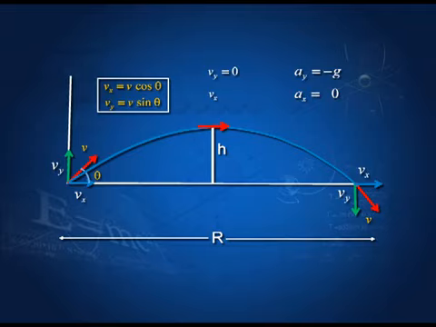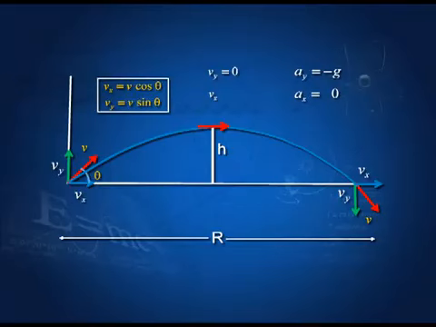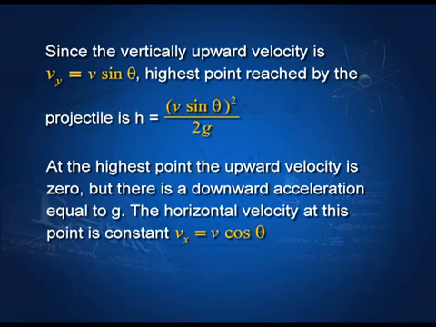V x is the same and v y is also the same because of conservation of energy. So, this is the path followed by a projectile, this is the path followed by a ball hit by a batsman. Vertically upward velocity is v y equal to v sin theta. The highest point reached is v sin theta square by 2 g.